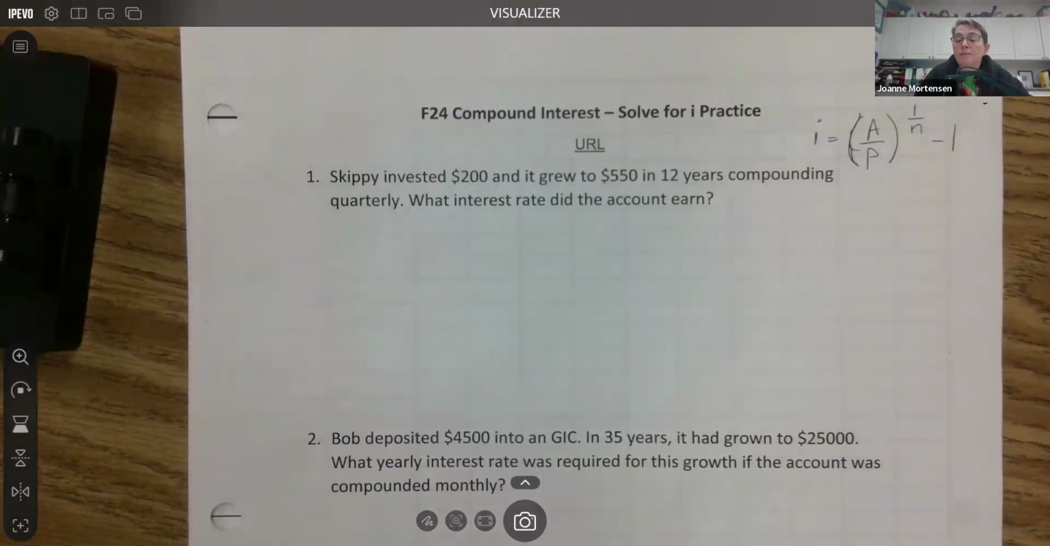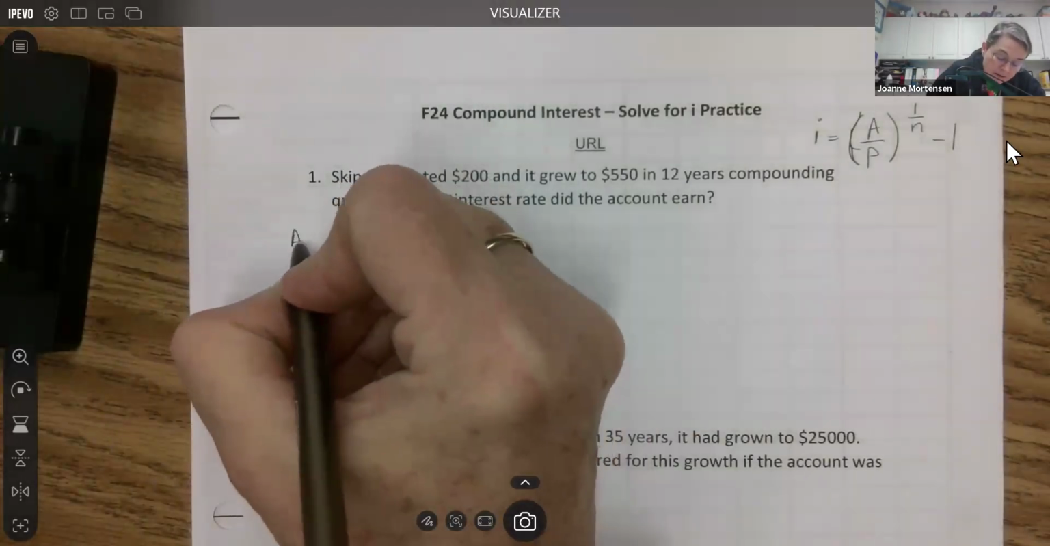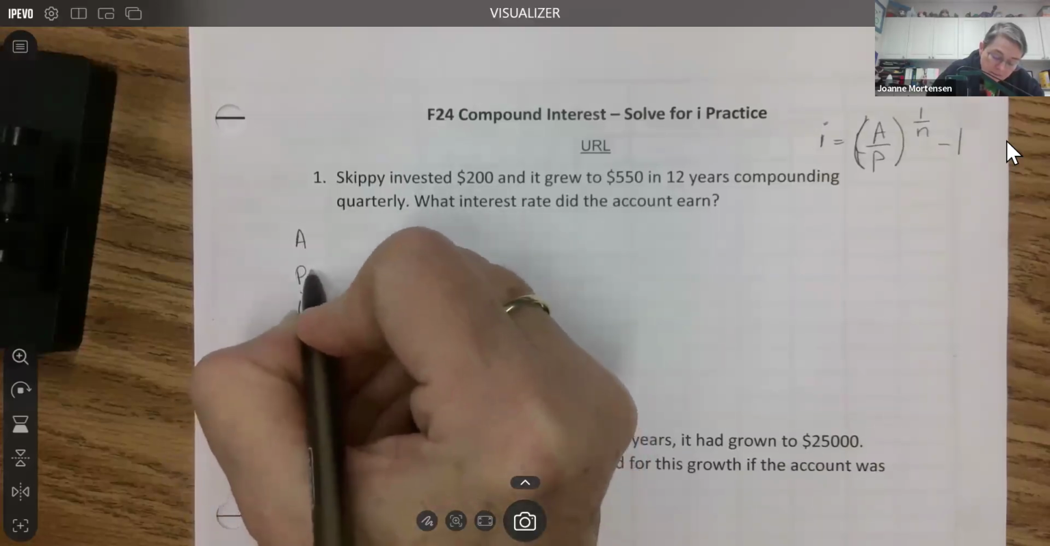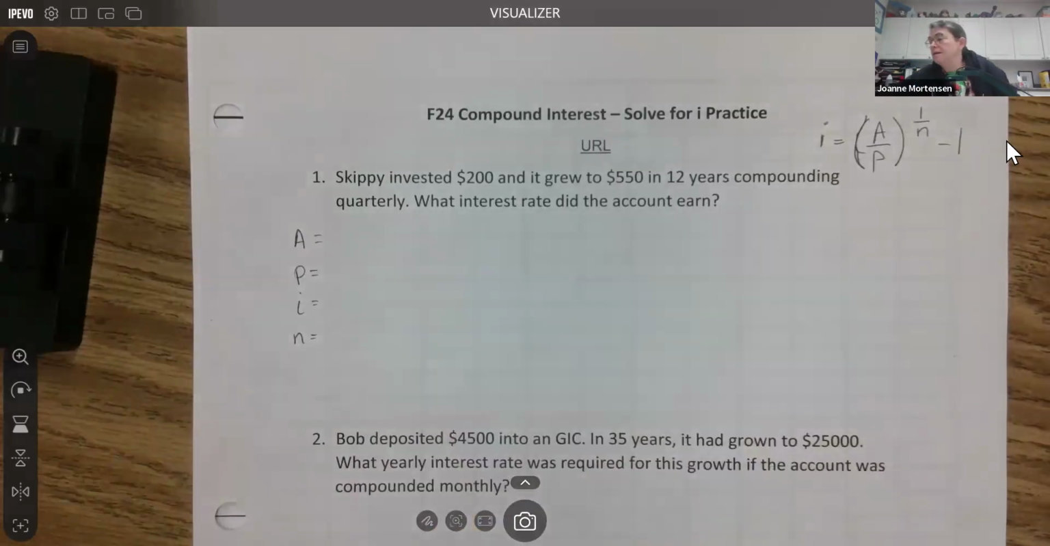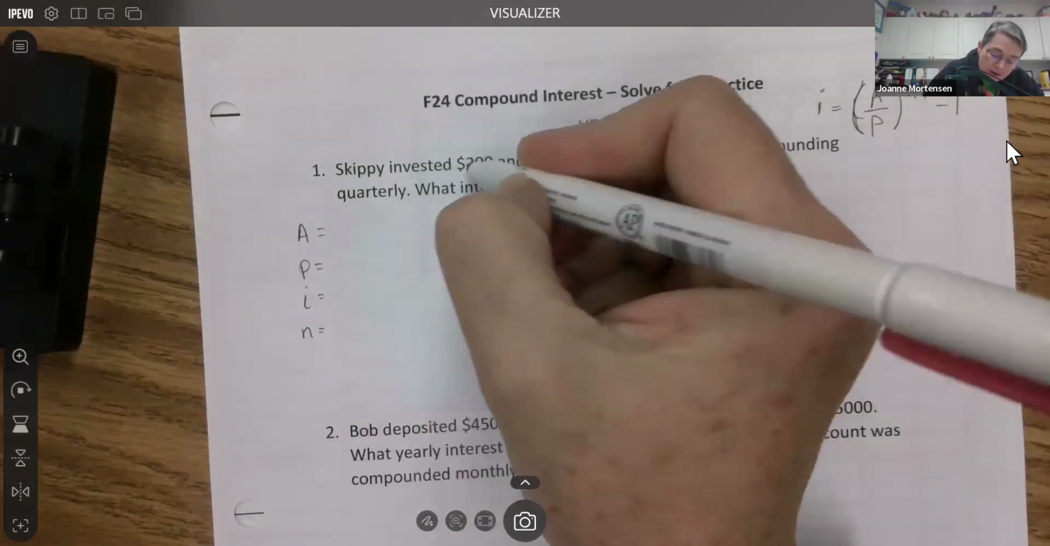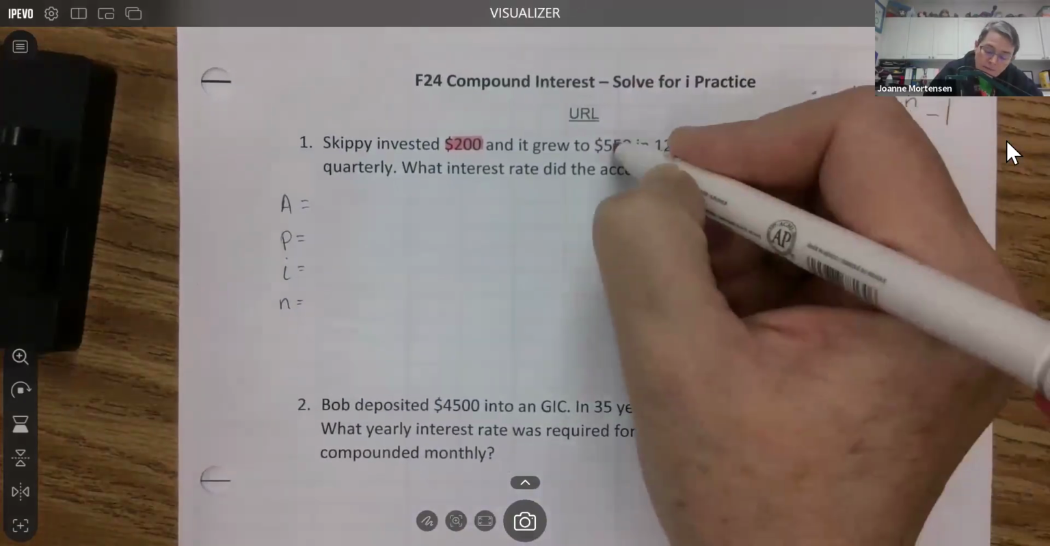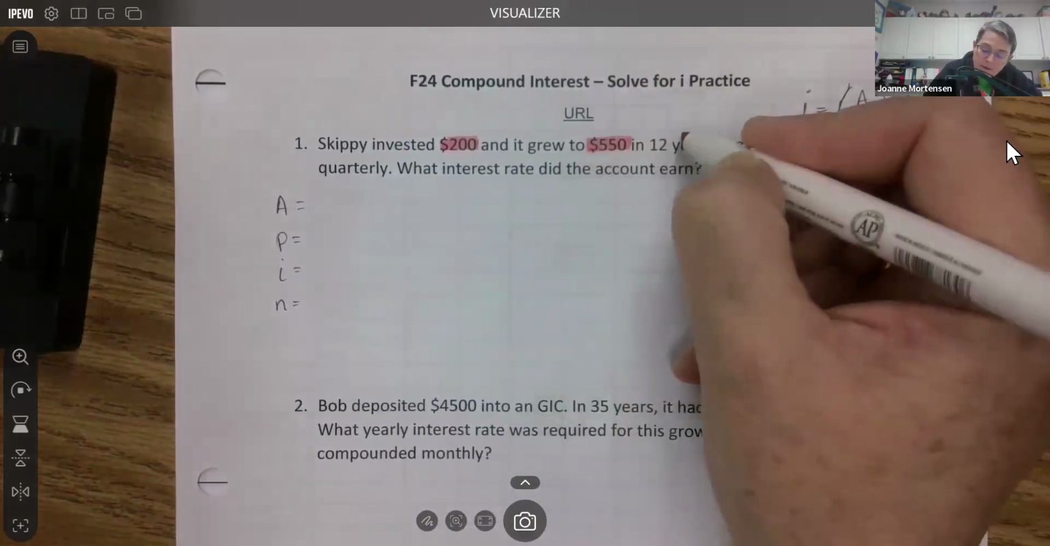Okay. So we're still doing compound interest. So that means we have to find the interest rate. And it's not a bad idea to start out by identifying what's in your question. Okay. So we have $200, $550, and we have 12 years.